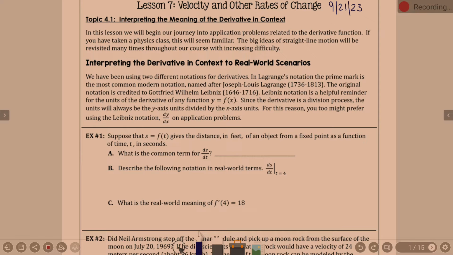So, we've been using two different notations for derivatives. Lagrange's notation is the one I prefer. It's the one students usually prefer because it is the prime mark, and it's easy to write. It's the most common modern notation, named after Lagrange. The original notation goes to Leibniz, and his is the one that is the dy dx.